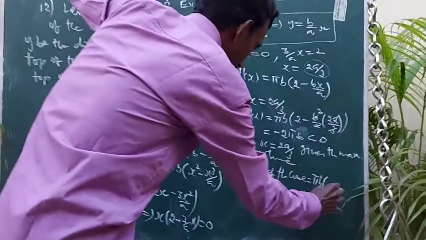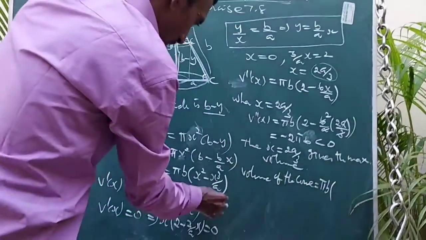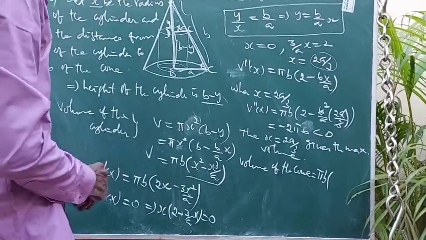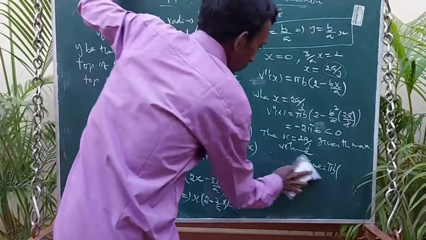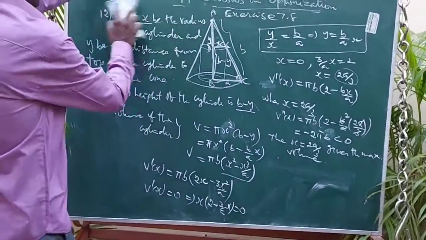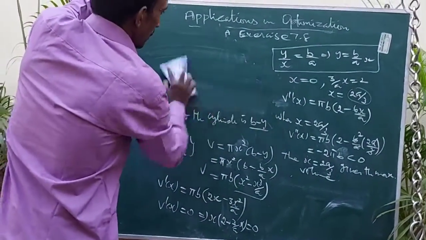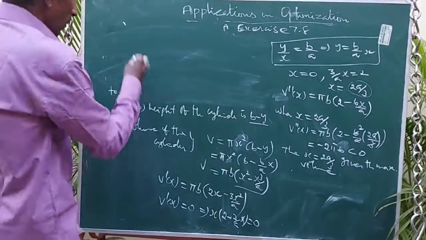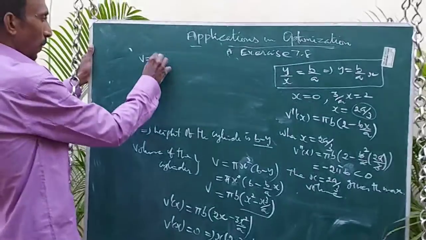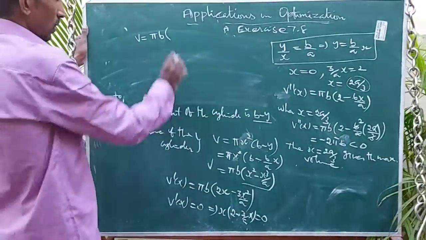Pi b into, okay, here you can put it. So wait a minute, student. I have to clear this one. So I need a place. Okay. So V equal to pi b into.